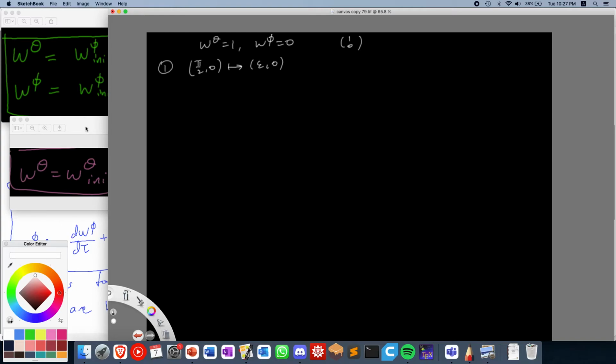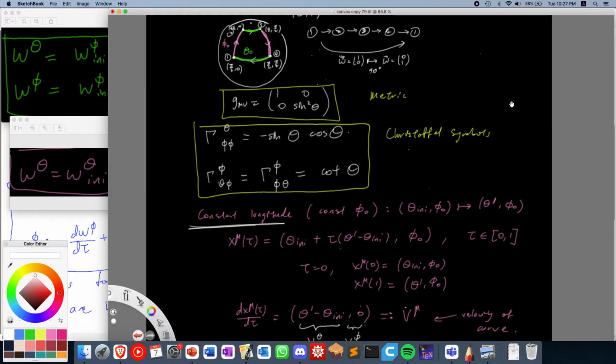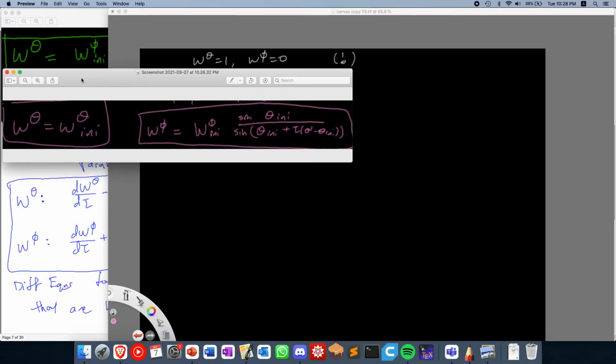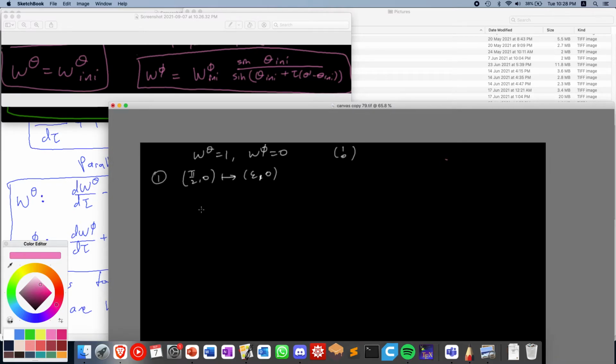So what would this be? This would be along the constant phi, which follows the pink one. So what is the pink equation? The pink equation tells us that w theta is now equals to 1, right? Because it's just equals to the initial one, and then w phi is equals to this thing, but the initial is just 0, so it's just 0. So after that we end up with 1 0 again.